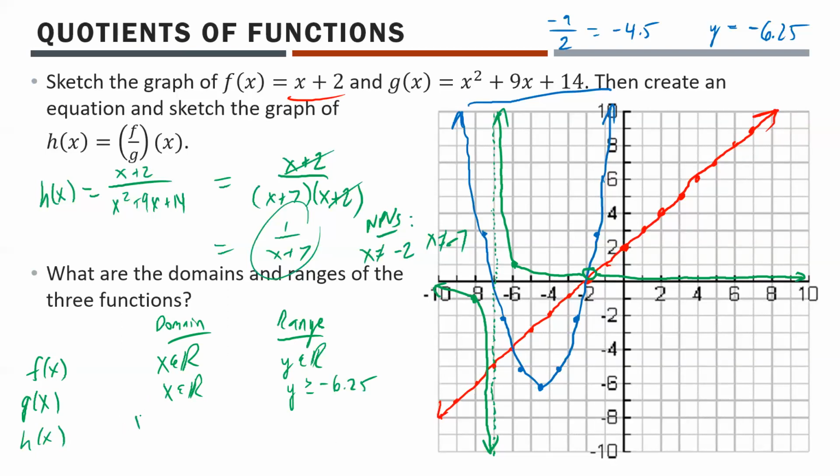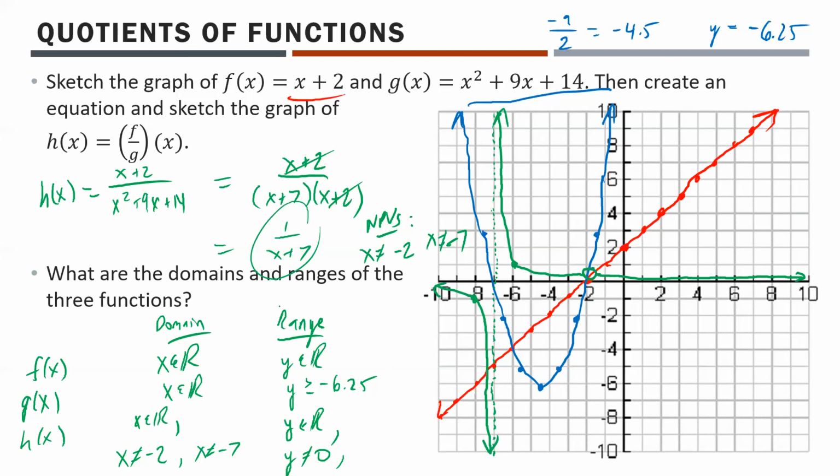Last but not least here, h of x is going to be a little bit more exciting. Our domain is x is an element of all real numbers, except x cannot equal negative 2. That's our point of discontinuity, this guy right over here. And x cannot equal negative 7. That's our vertical asymptote right there. As for our range, it could be anything except 2 numbers. So y can be an element of the real numbers, but y cannot equal 0. That's our horizontal asymptote. And y cannot also equal whatever on earth it's going to be over here.